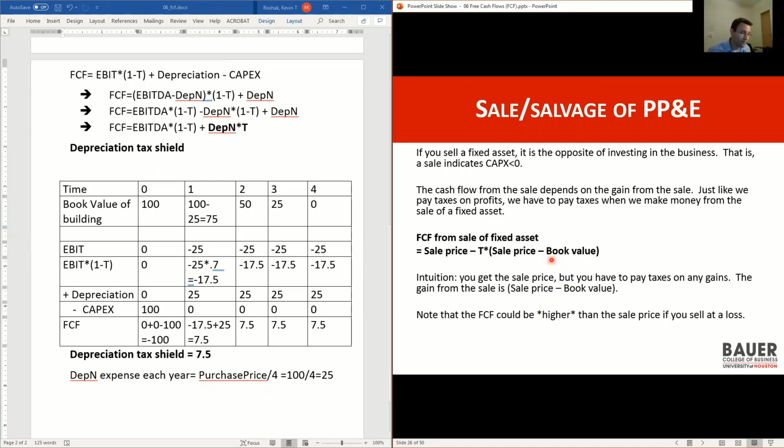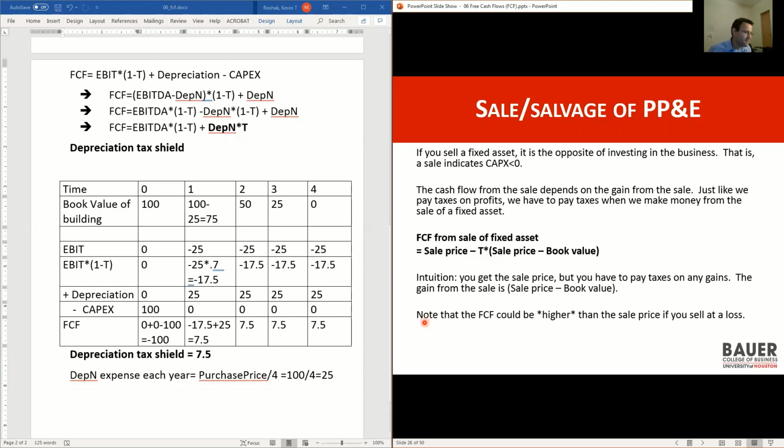You sell the Honda Civic for $10,000. What if it's worth $12,000 on your books? Well, then the sale price is 10, book value is 12, so that's a negative number here. You're losing kind of accounting money on it. It's not real money, but you're losing accounting profit on the sale. So you have a negative number inside the bracket. We're going to subtract a negative number. So you're going to actually increase your cash flows when you're selling something at a loss. That's what this last sentence here is saying. The free cash flow could be higher than the sale price if you're selling it at a loss.